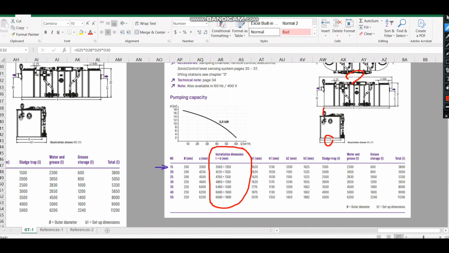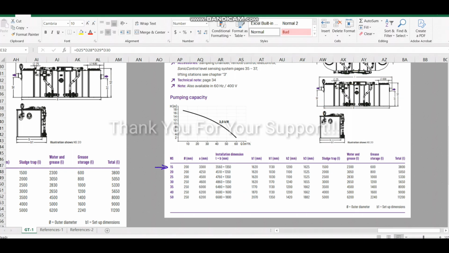I would recommend considering, for the length, for example here and here, 1 meter clearance. And for the width side you can consider 800 mm clearance for the grease interceptor room. In this way you can size the grease interceptor room also. I hope you are very clear with the grease interceptor sizing.